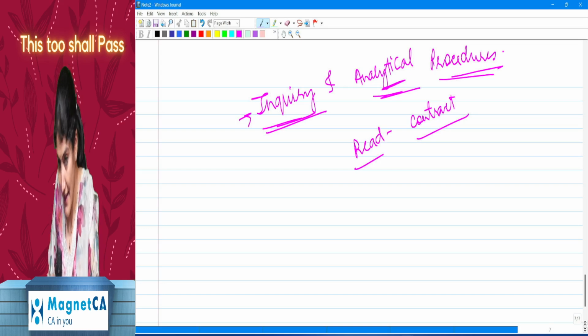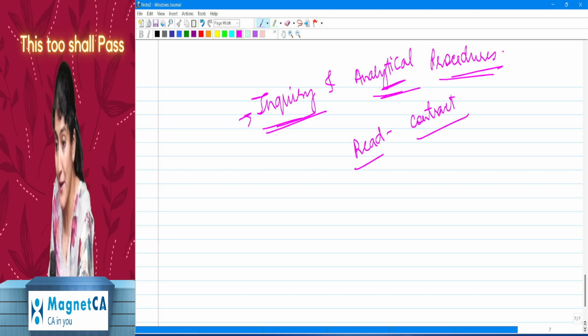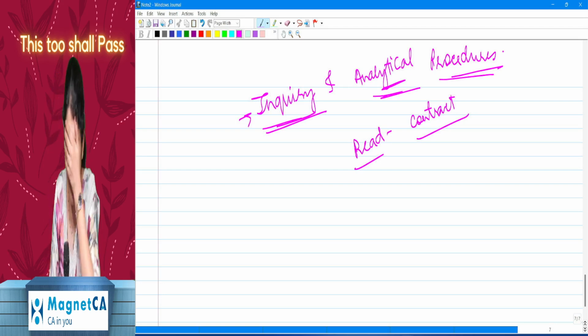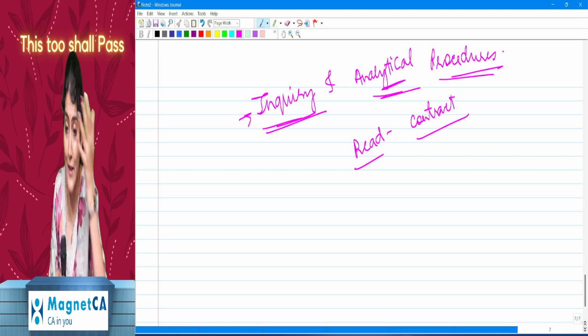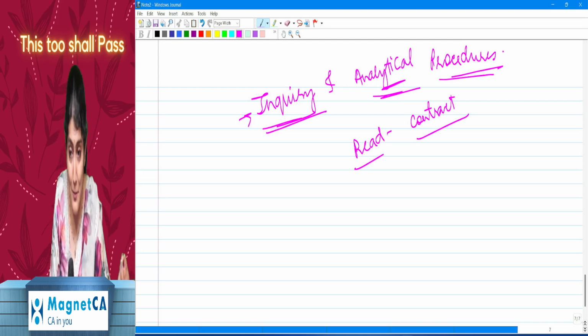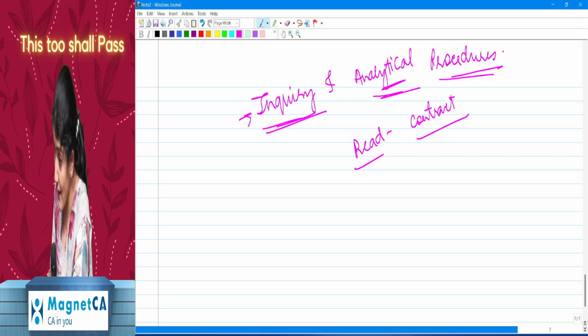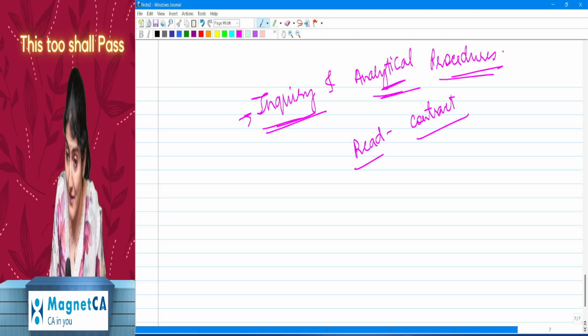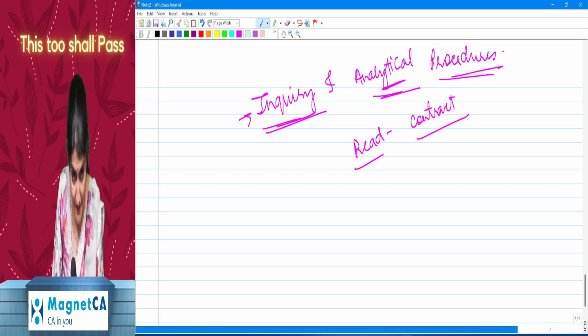No. Even though I do a little bit of inspection or observation here and there, you can't go with your eyes closed. You can't say, I have to do only inquiry and analytical, I can't observe anything. Don't kill the person. You said only inquiry and analytical, so why did you observe, why did you calculate? No, don't take the life of the CA.